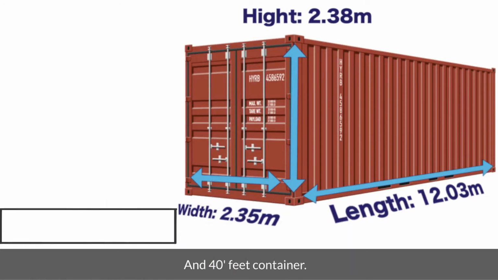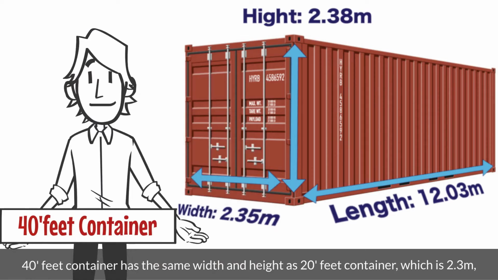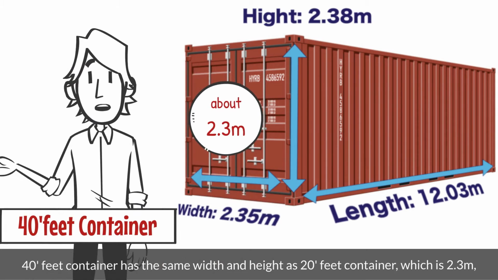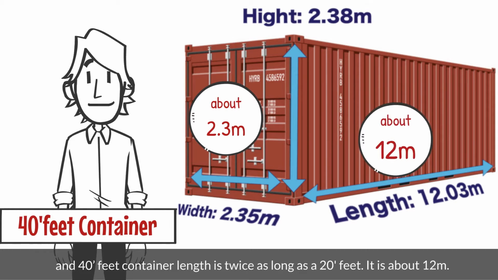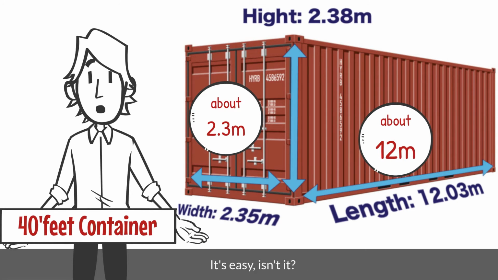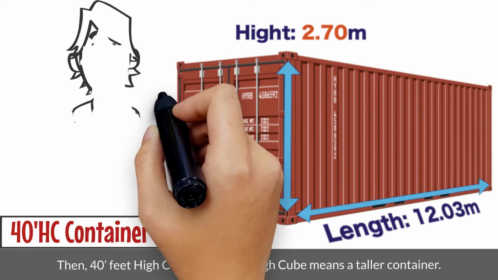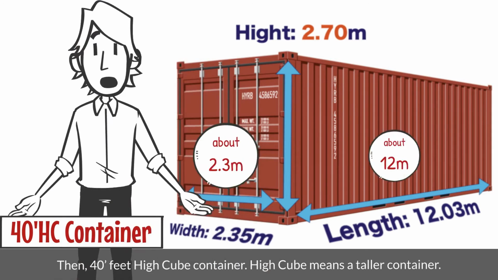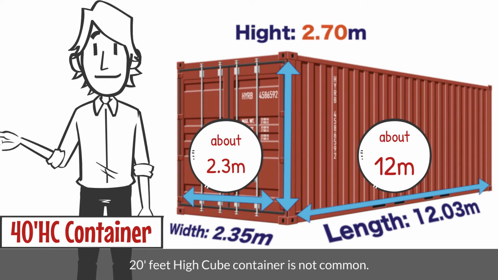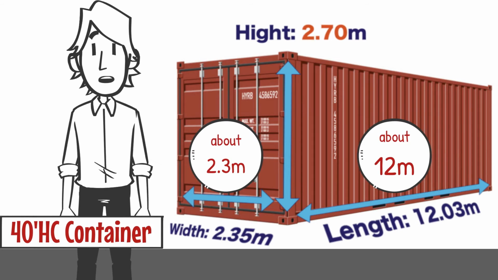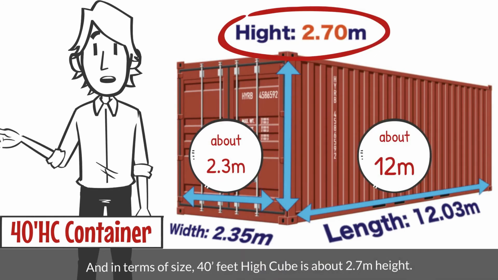And 40 feet container. A 40 feet container has the same width and height as a 20 feet container, which is 2.3 meters, and the 40 feet container length is twice as long as a 20 feet. It is about 12 meters. It's easy, isn't it? Then, 40 feet high cube container. High cube means a taller container. It is mainly for a 40 feet container. A 20 feet high cube container is not common. And in terms of size, a 40 feet high cube is about 2.7 meters height.